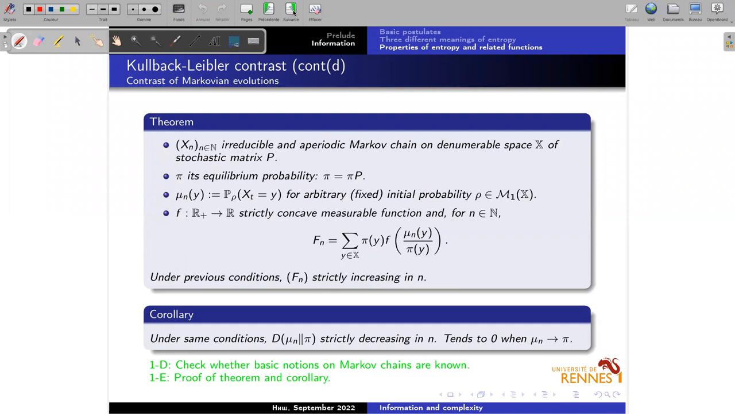So I can study the Kullback-Leibler contrast for Markovian evolutions. So suppose that X_n for n varying over the integers is an irreducible and aperiodic Markov chain on a denumerable space X with stochastic matrix P.